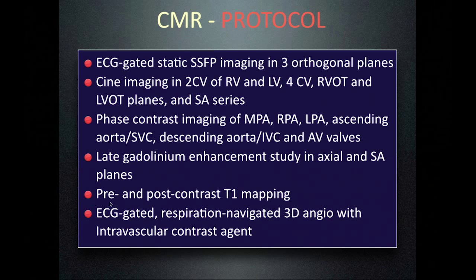This is a rather new sequence, which is called T1 mapping. It looks at the volume of extracellular space, which correlates with the degree and the severity of fibrosis. And then, as I showed, ECG-gated respiration-navigated 3D angio with intravascular contrast agent.